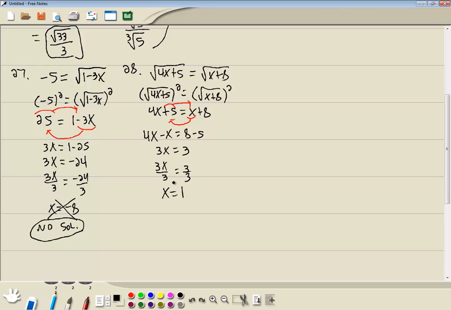And we end up with x equals 1, maybe. We have to check it. If I put 1 back up in my original problem, 4 times 1 is 4, plus 5 is 9, square root of 9 is 3. If I put 1 over here, 1 plus 8 is 9, square root of 9 is 3. So that one checks.